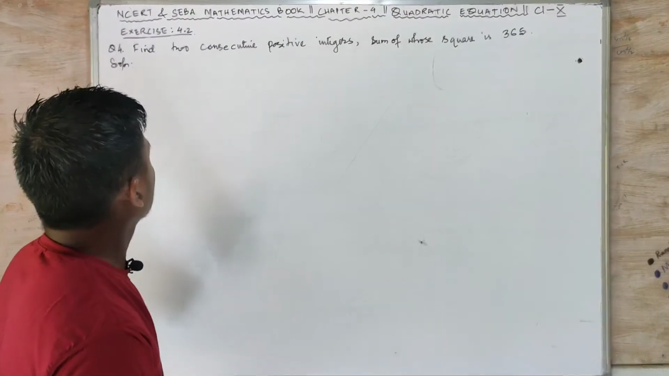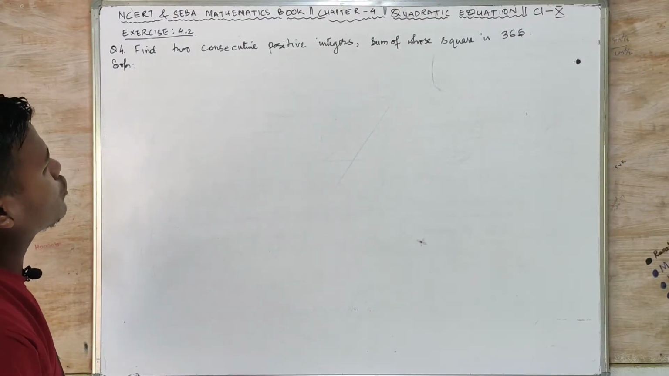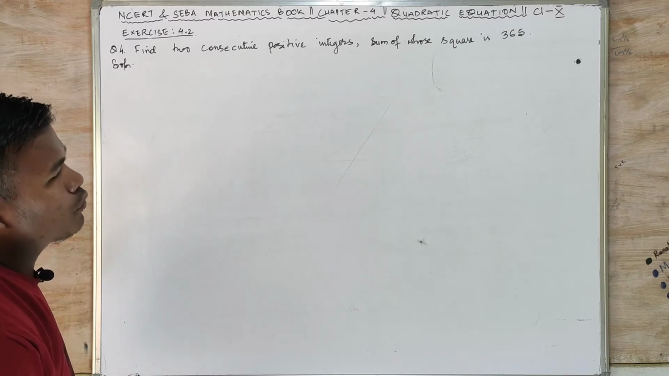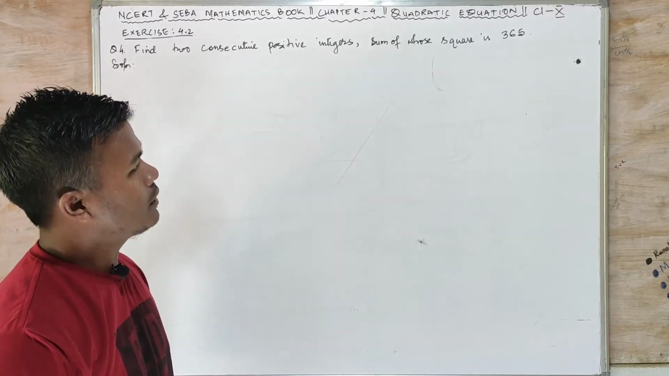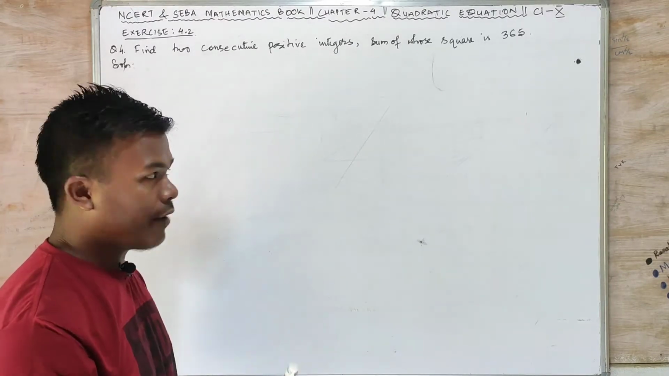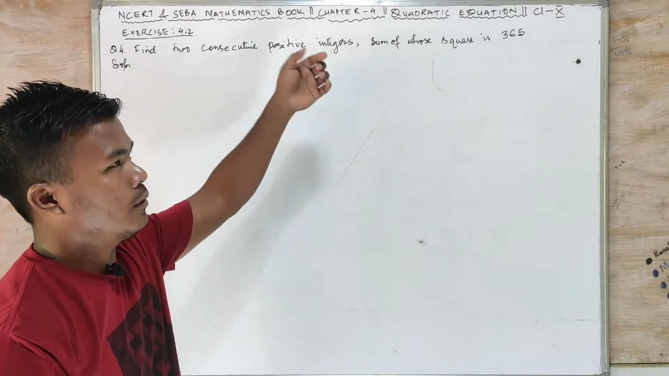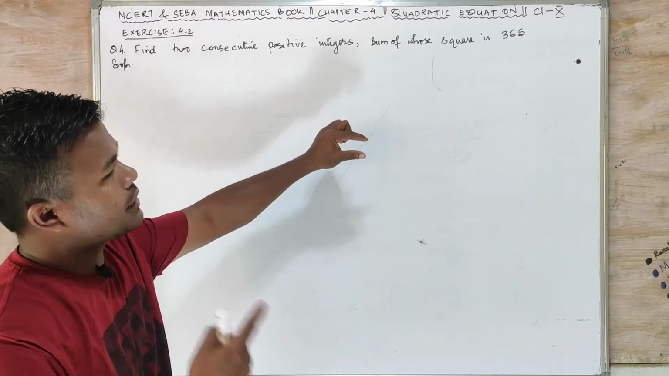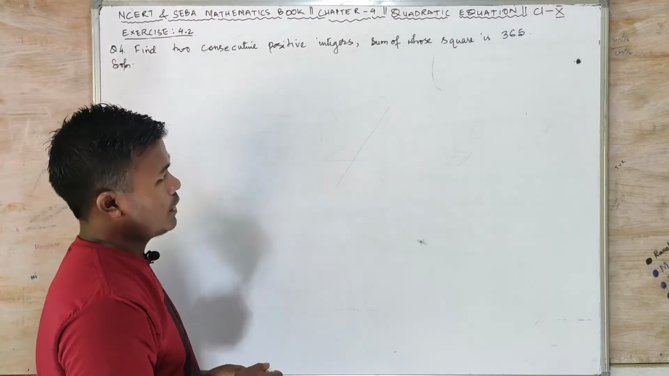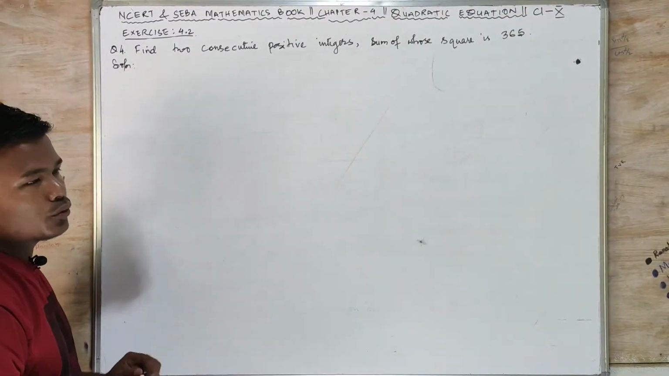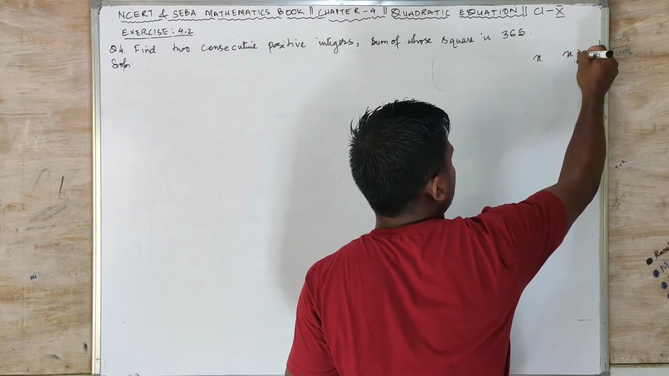I'll go to the next question, question number 4. You see here, it is said: find two consecutive positive integers, the sum of whose squares is 365. What is the meaning of consecutive numbers? Consecutive number means after one number, the next number will come. That means if one number is 6, the next number will be 7. If one number is 99, the next number will be 100, like this. So we will let the two consecutive positive integers be x and x plus 1.